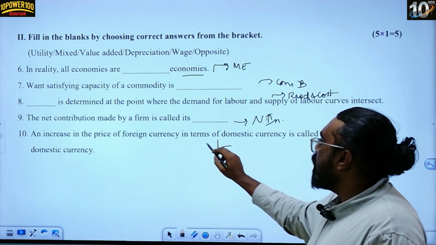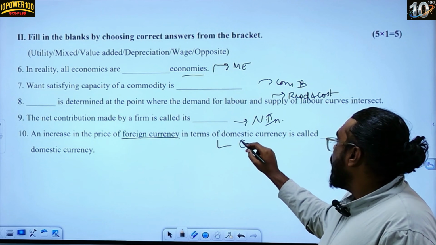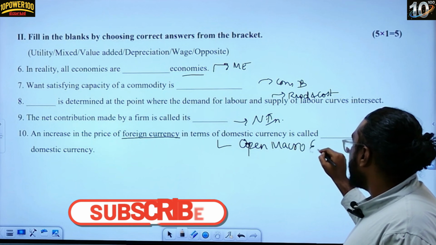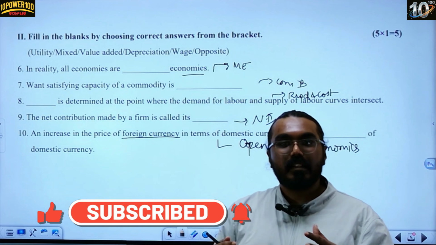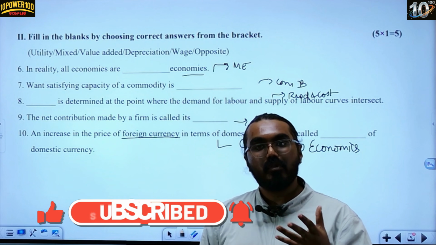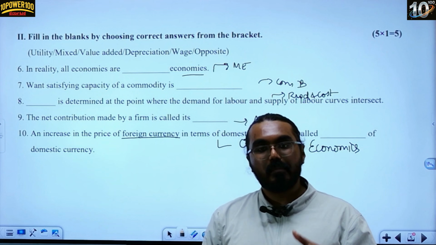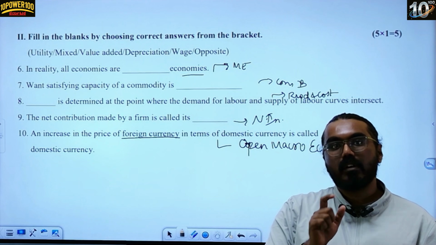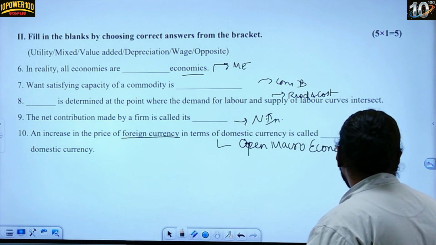And then foreign currency. This is from your last lesson, which is open macroeconomics, right? So again, you see variety is there, but there is a lot of repetition. I told you to focus on 3 or 4 lessons in microeconomics and macroeconomics. Those questions keep repeating from those lessons itself. So it's important for you to keep that in mind as you're preparing for your exams.